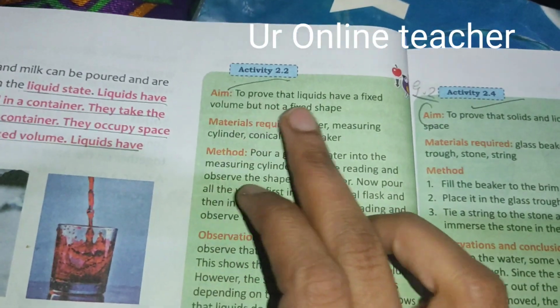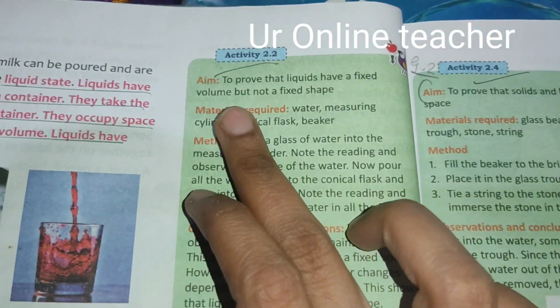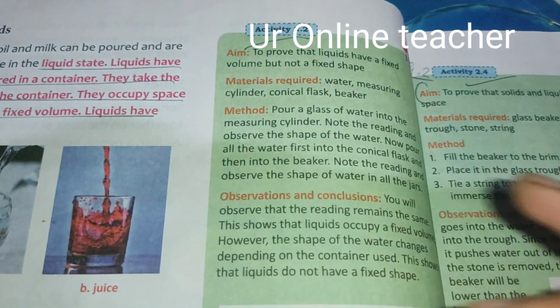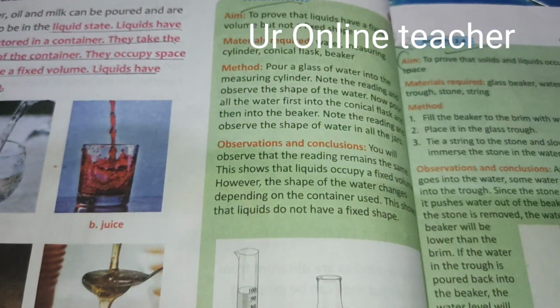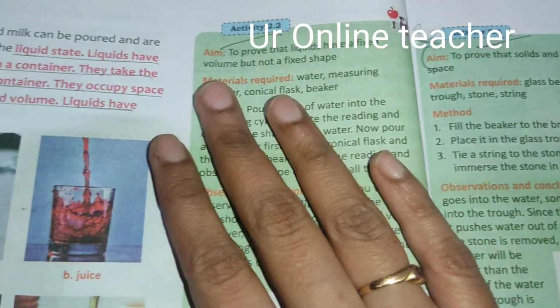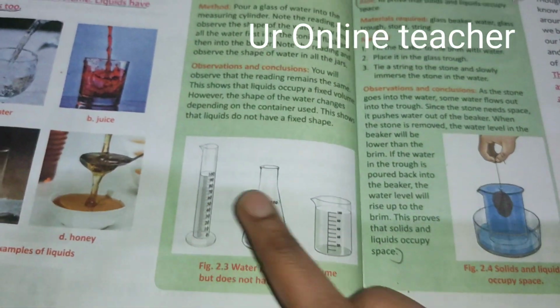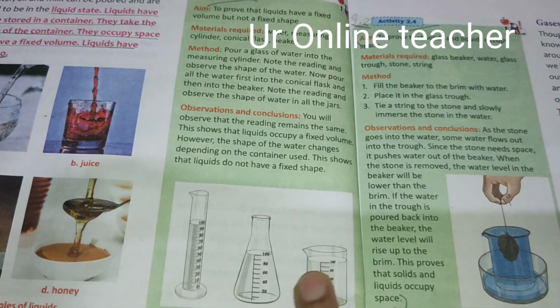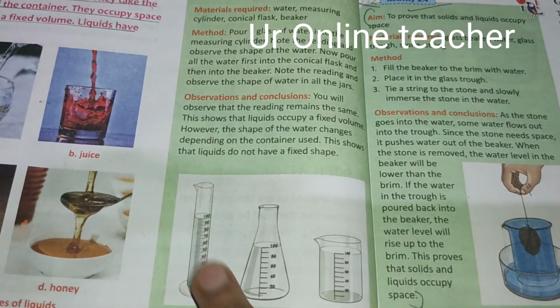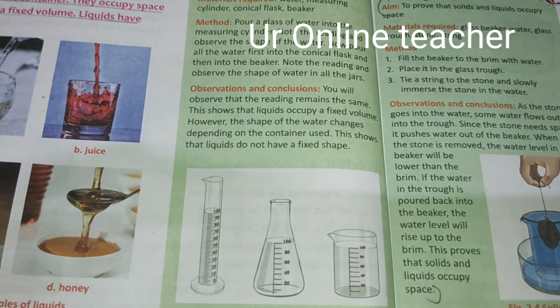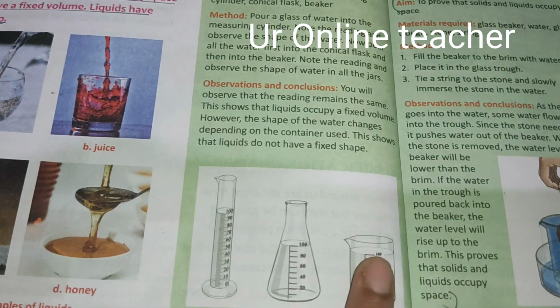Here, the aim is to prove that liquids have a fixed volume but not a fixed shape. What are the materials required for that? Measuring jars of different shapes like cylinder, conical flask, beaker. Then pour a glass of water into the measuring cylinder. Note the readings and observe the shape of the water.